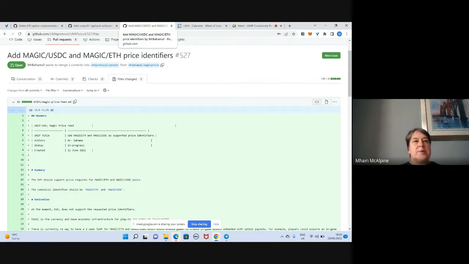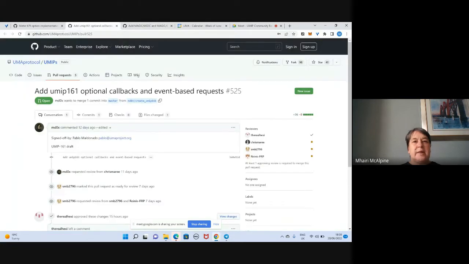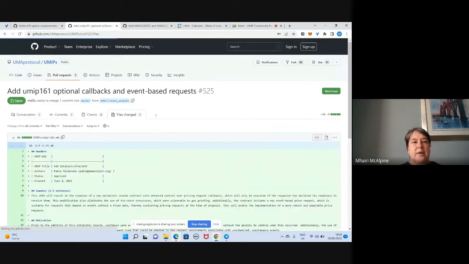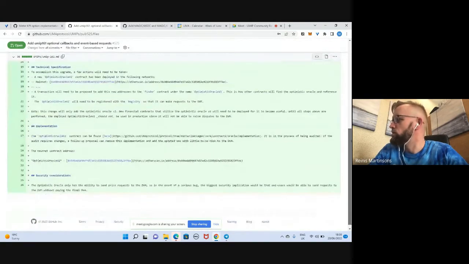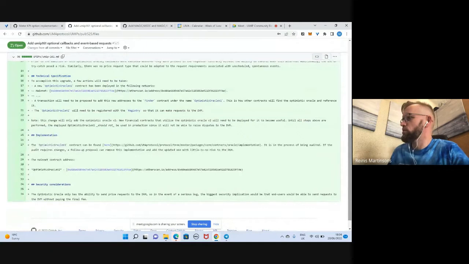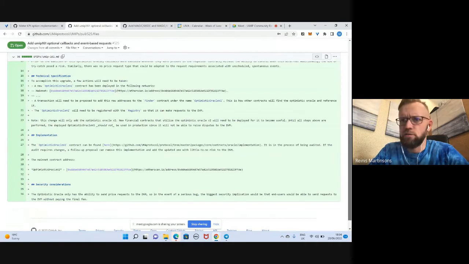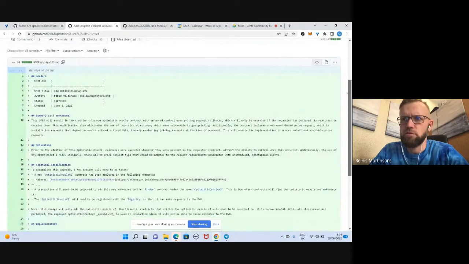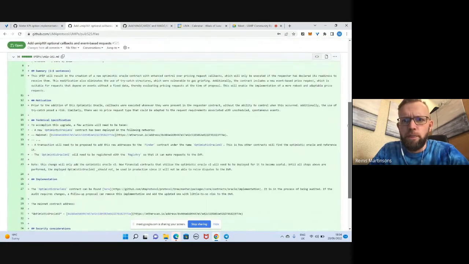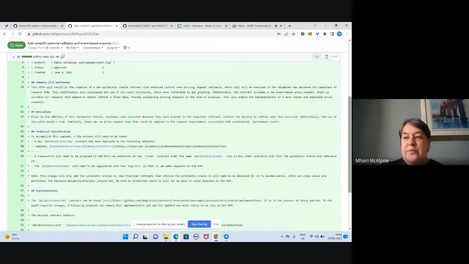Now the next one was the optional callbacks and event-based requests. This was also requiring implementation details, I believe. No, I think what it required was deployments on other chains. That part was still missing, and I understand that's still being worked on. But as a condition, this can also be a go. Okay, so that's still outstanding. So we've got a go with additional chain deployments added in. Right.